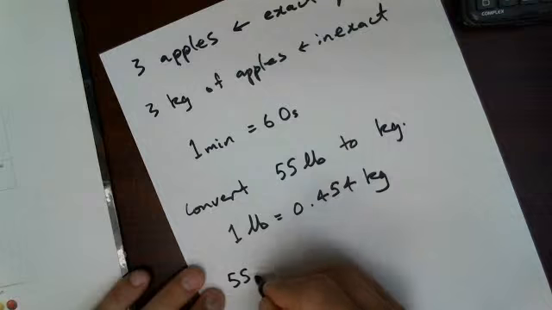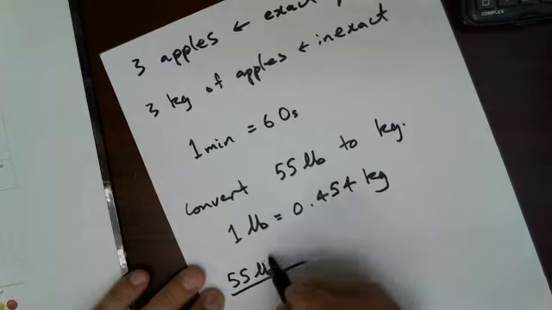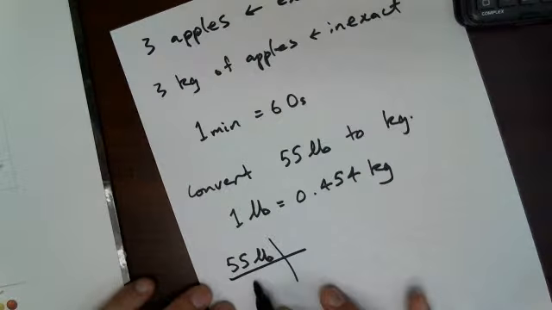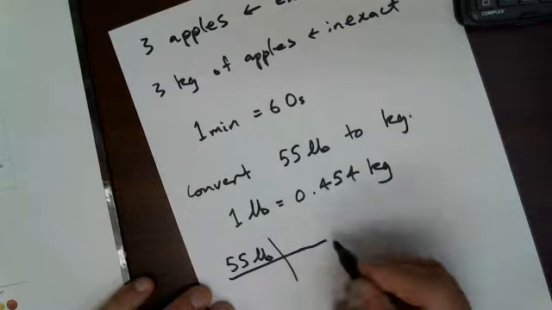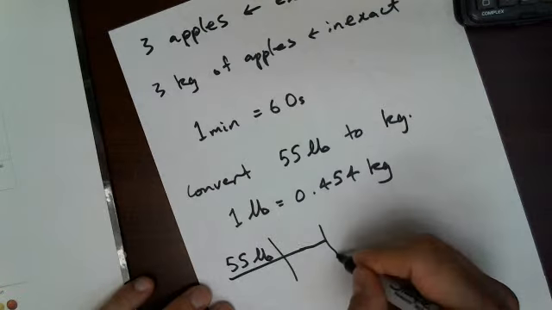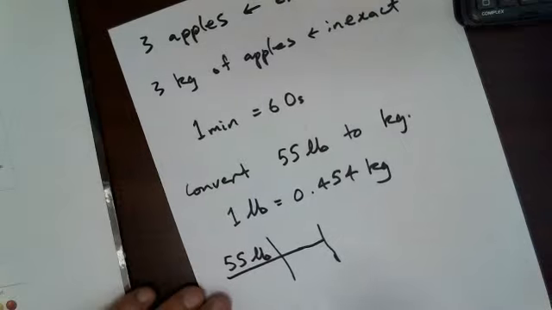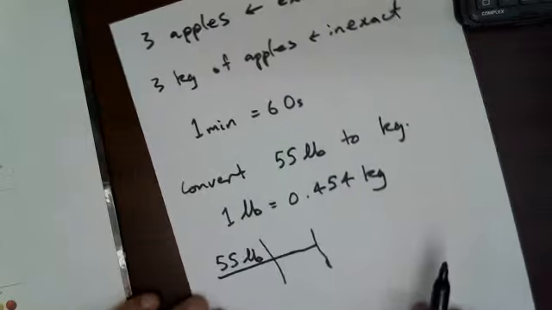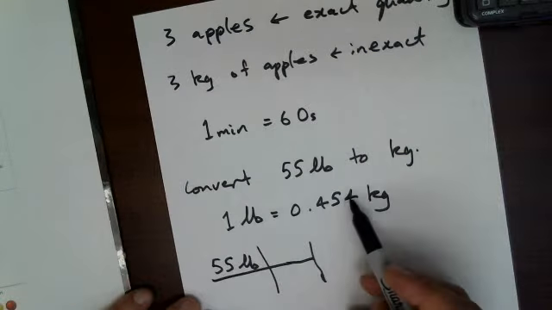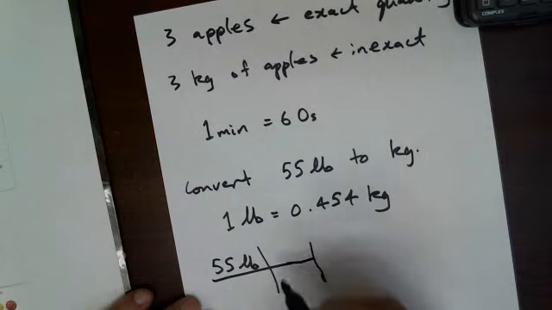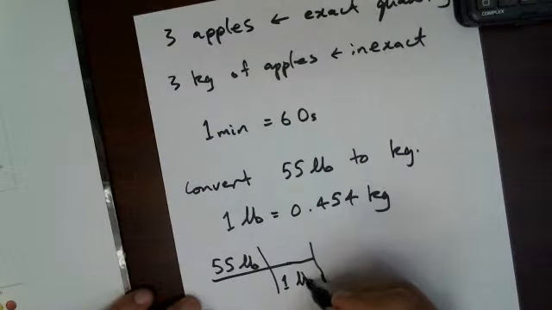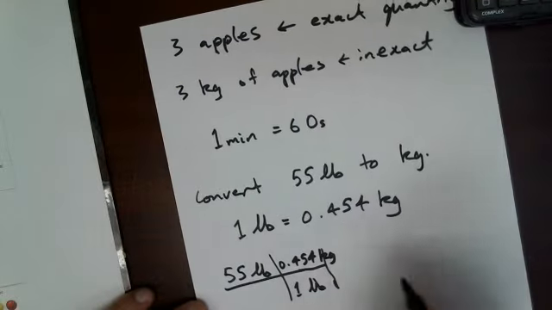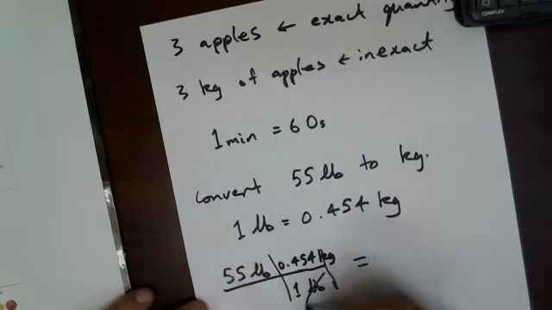We have 55 pounds, and again, draw your boxes. There's nothing on the bottom in this case, but you can still consider it being 1 on the bottom. There are no units on the bottom, but it's still worth drawing the boxes. At least that's the way I like to do it. Then we need to use this conversion. Which one are we going to put on the bottom? We want to cross off the pounds, so I'm going to put the 1 pound on the bottom and the 0.454 kilograms on the top. And the pounds obviously cancel.